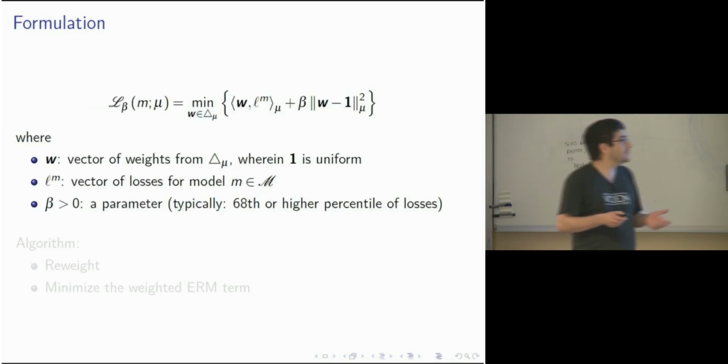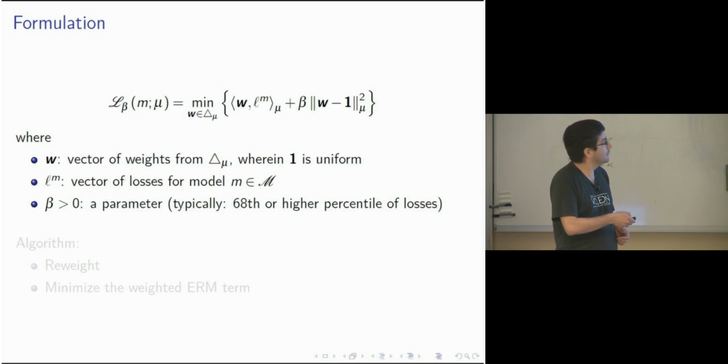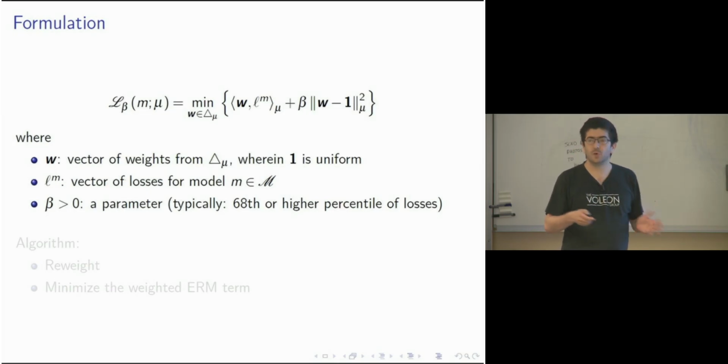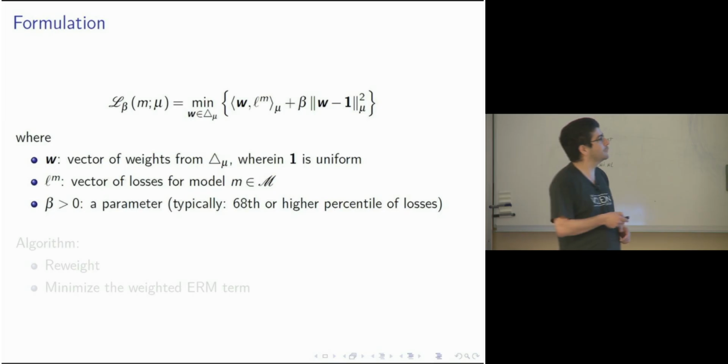Okay, so what do we do? What we see here is a weighted ERM. So these are weights, and these are the losses that we have for a model M over our data. And we scale this inner product so that this is an average, where W is uniform if it's 1. Okay, so the weights W are uniform when they're 1.